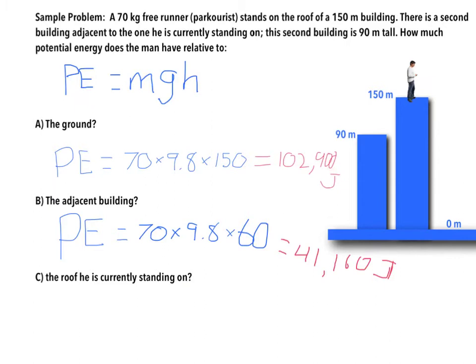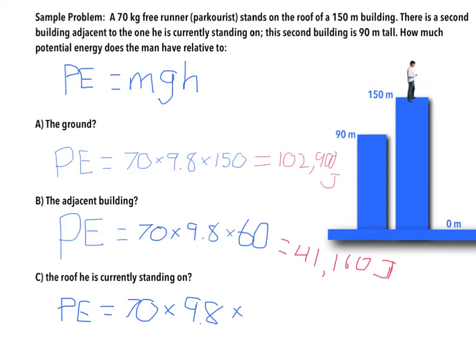First things first, let's just write down our equation, like we always do. Potential energy of an object in any situation is equal to mass times gravity times height. Has his mass changed? No. 70 kilograms is still the mass of our free runner. Has gravity changed? No. He hasn't gone any great distance away from the center of the Earth, or gone any closer to it. So 9.8 is still sufficient for acceleration due to gravity at his location.